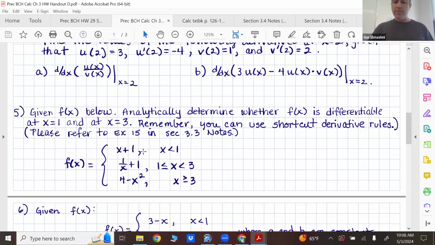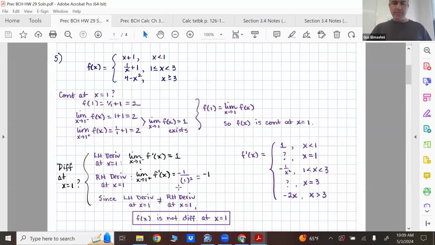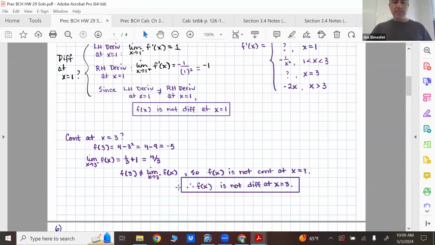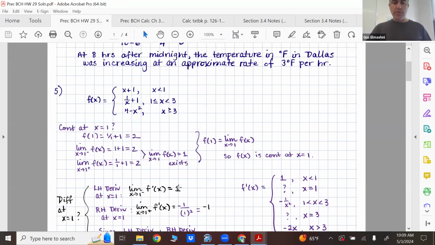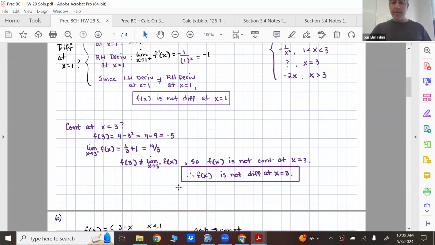If you plug in 1 to the first and second equations, are they the same? Let's find out. They are not. So we're not differentiable at 1. And then for the second and third equations, let's do those derivatives. Compare when you plug in 3. Also, they are not the same, because they're 2 different values.